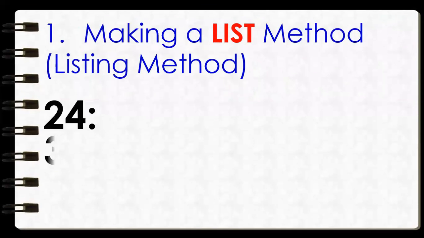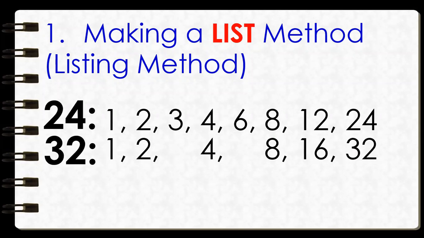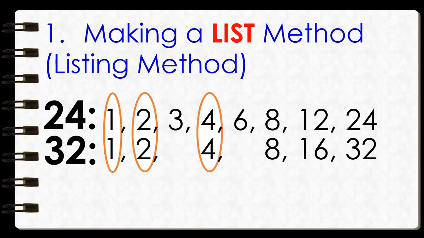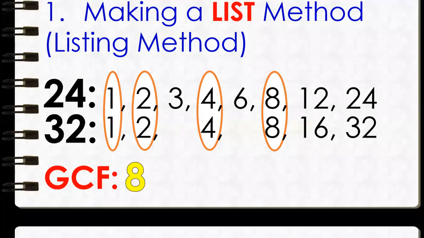Listing method is we're going to list all the factors of the given numbers. We have 24 and 32. So the factors of 24 are 1, 2, 3, 4, 6, 8, 12, and 24. The factors of 32 are 1, 2, 4, 8, 16, and 32. The common factors are 1, 2, 4, and 8. As you can see, the greatest common factor is no other than 8. So 8 is the greatest common factor of 24 and 32.